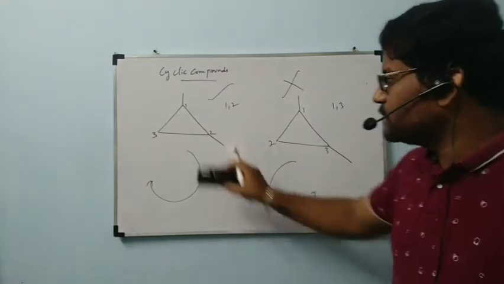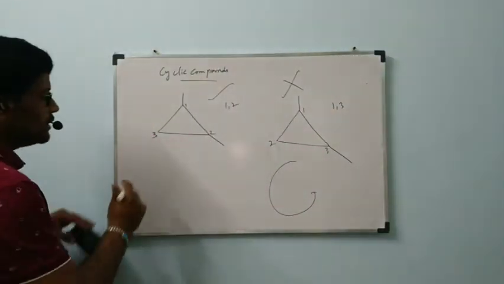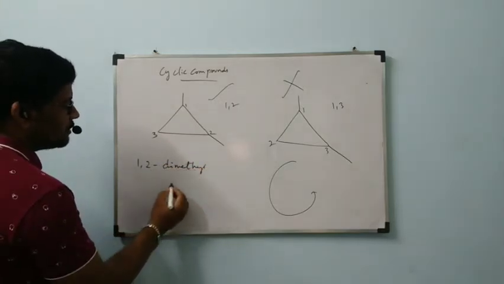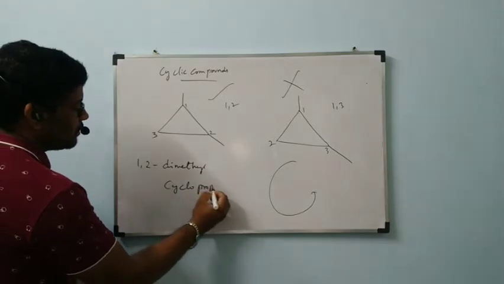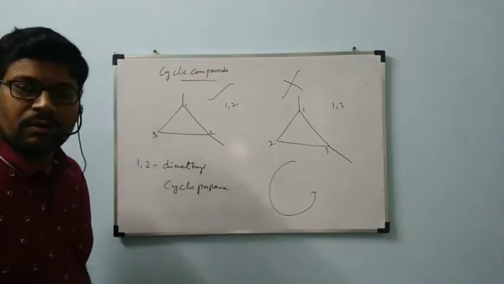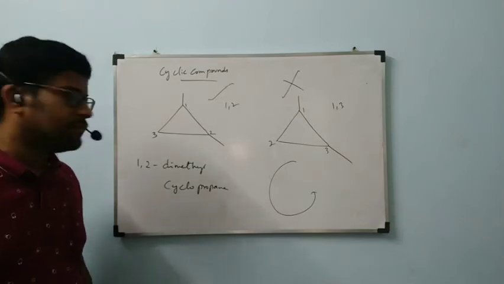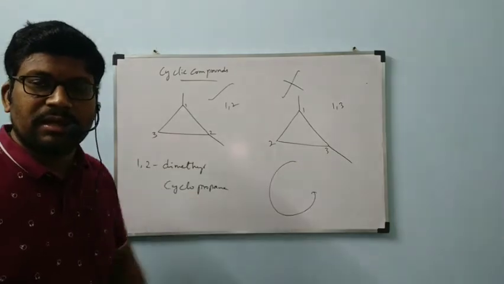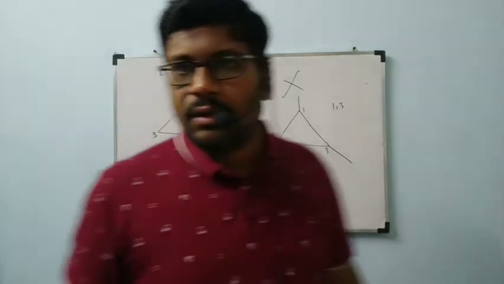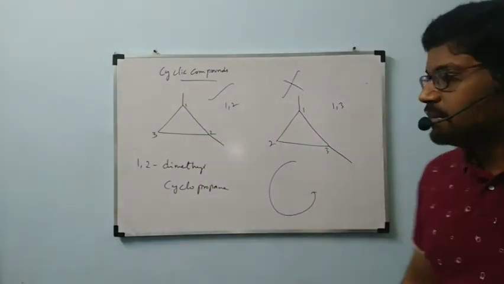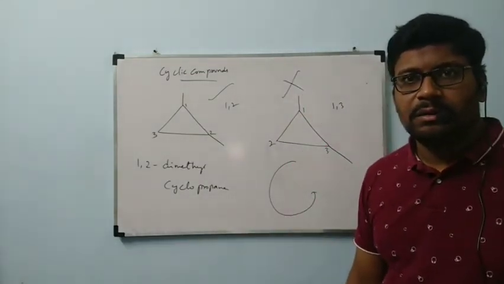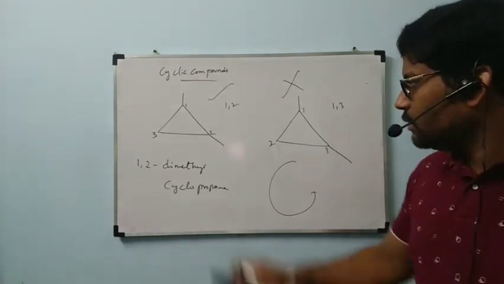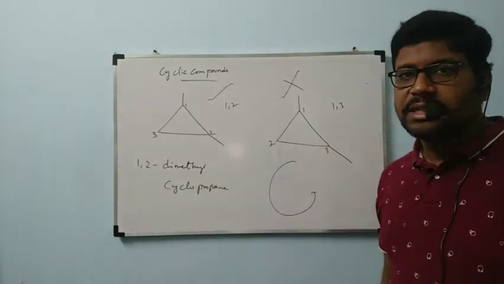Okay, now what is the name of this compound? The name of this compound is 1, 2 dimethyl cyclopropane. This is the name of the compound. If you number according to the other one, you will get 1, 3 dimethyl cyclopropane, which is wrong. Is it okay? Now we will see one more compound. This is the correct name, 1, 2 dimethyl cyclopropane.